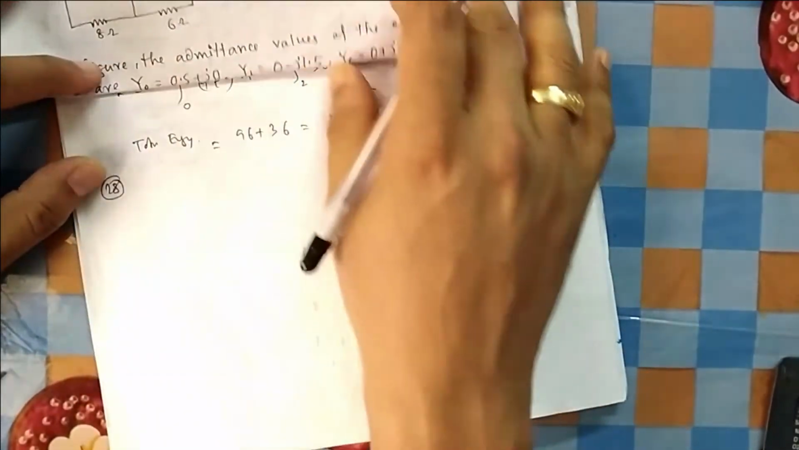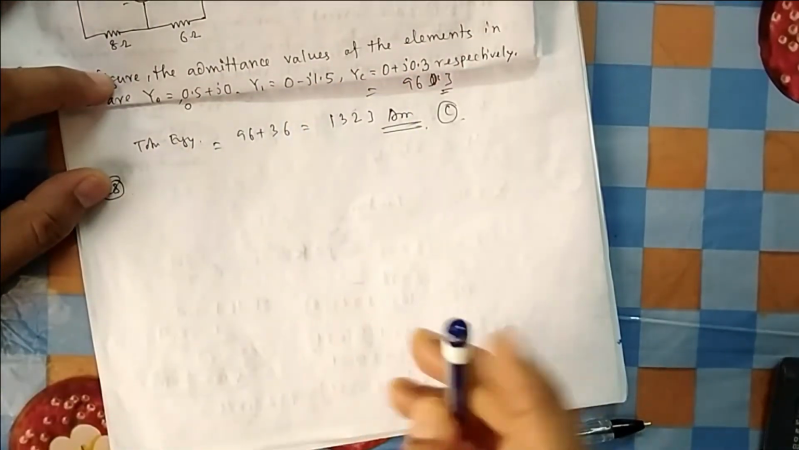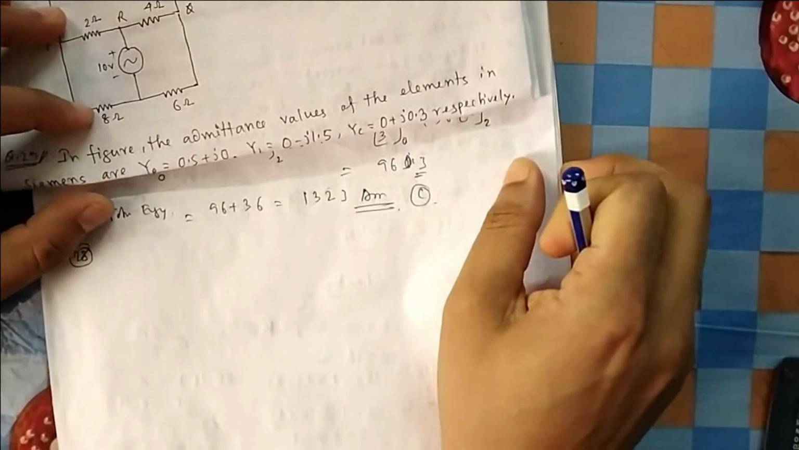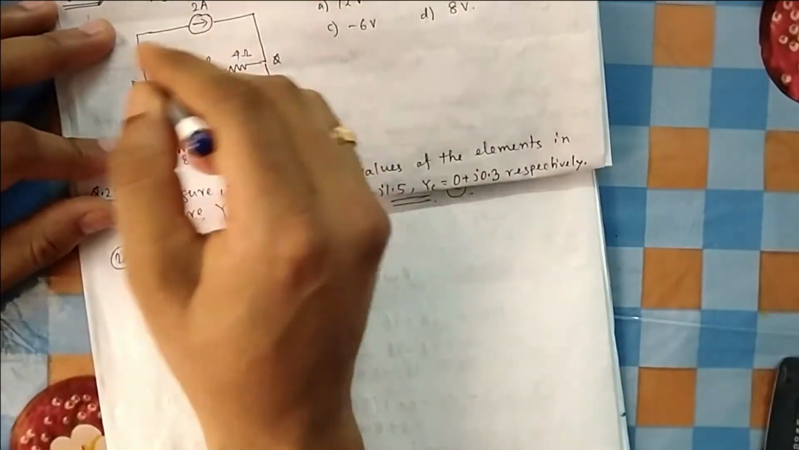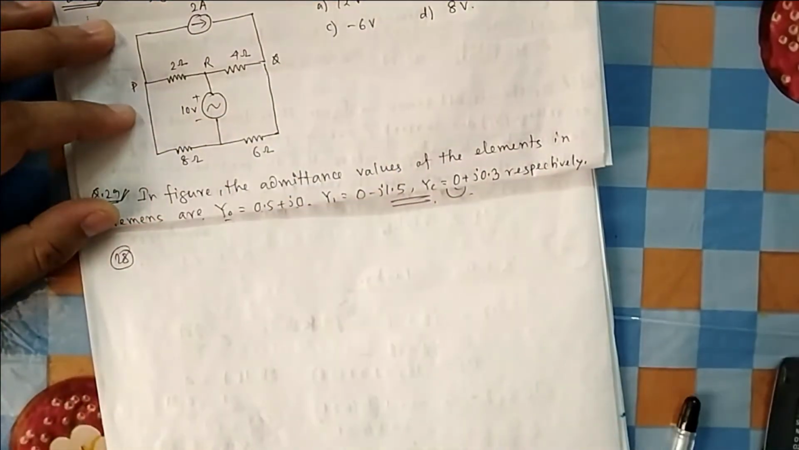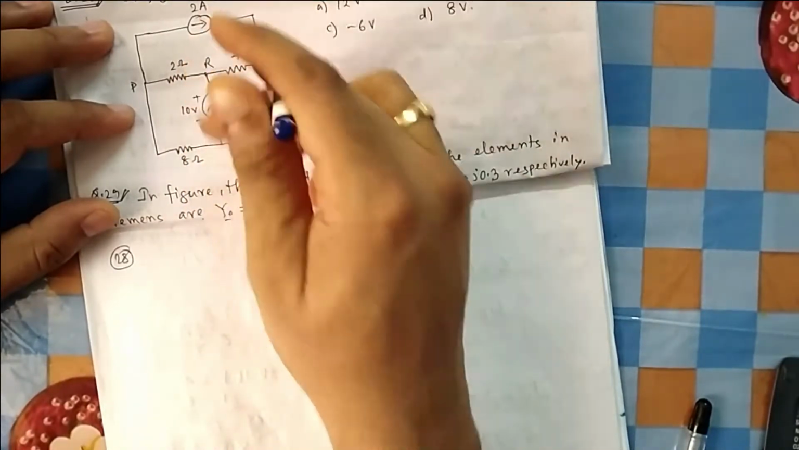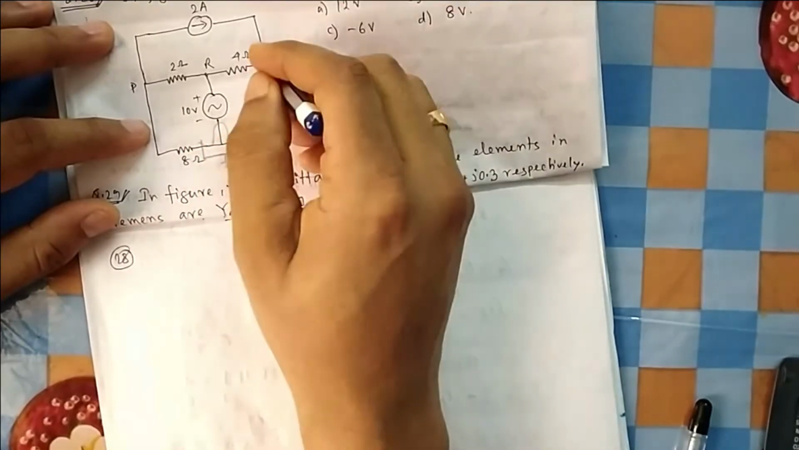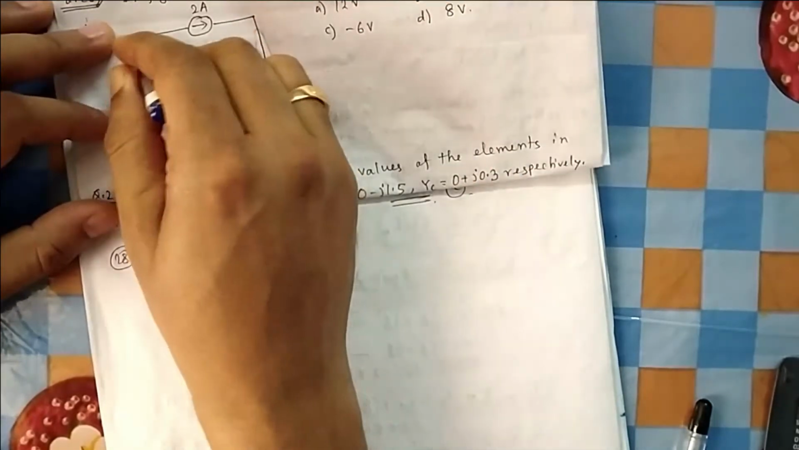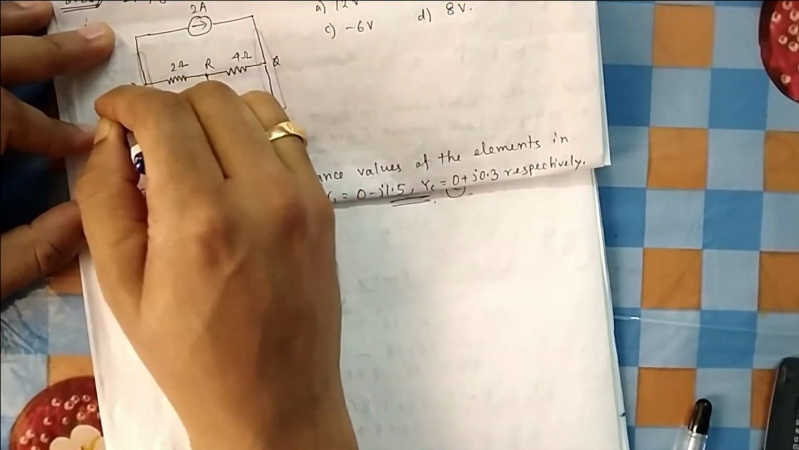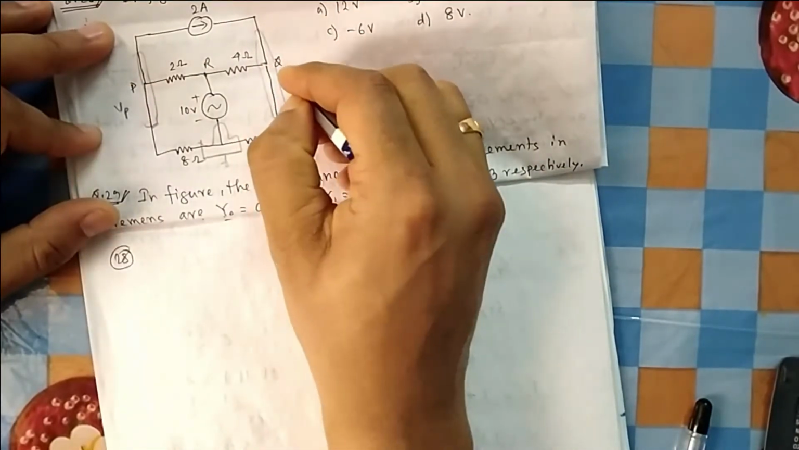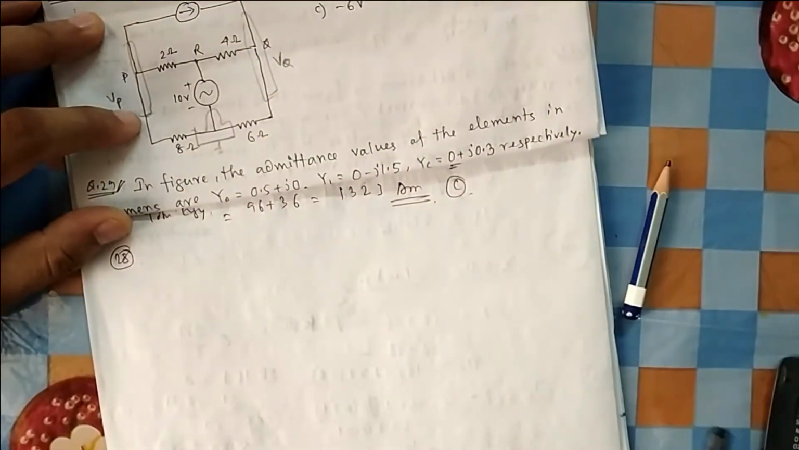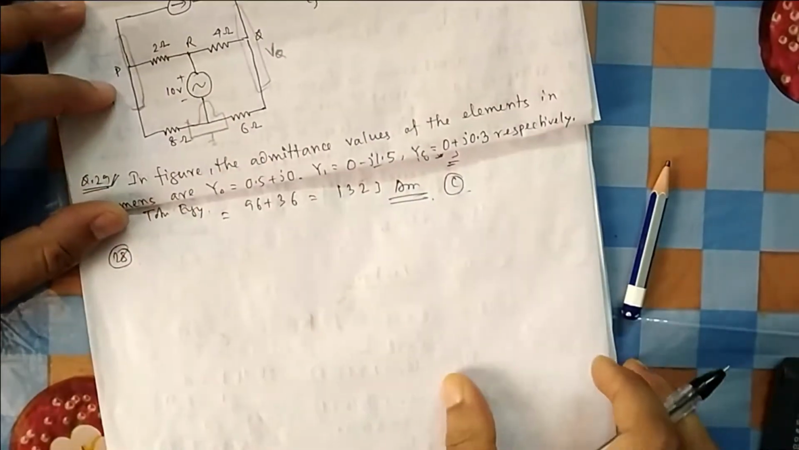Again, if I want to solve it, I can take nodal. For nodal, let me consider one node, because I know the voltage of this one. This is 10 volts. If I take this as ground, this node becomes my ground node. This is one node, that is the Q node, and this is the P node. Let me consider this voltage as Vp and this voltage as Vq. Now you can write the nodal for P and nodal for Q, and then you can solve it.